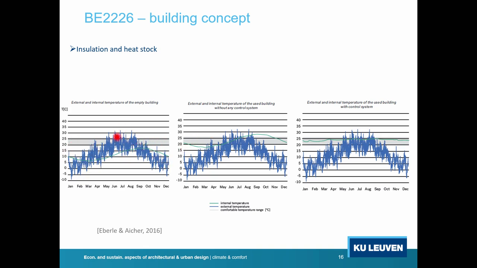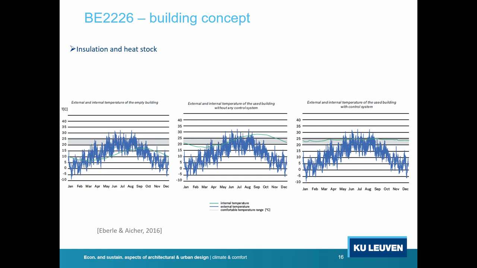And so that's the external temperature. And the green line is the internal temperature of an empty building. So if you just put that building there and it's not used, it's not controlled, that would be the measurement of the indoor temperature.